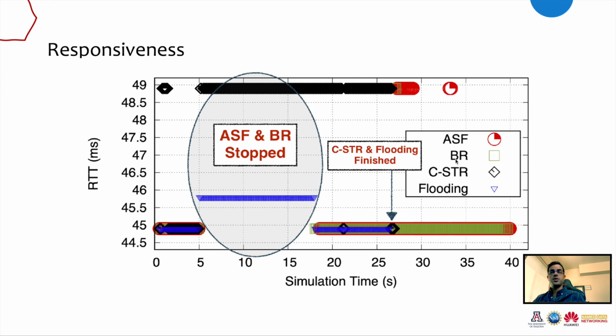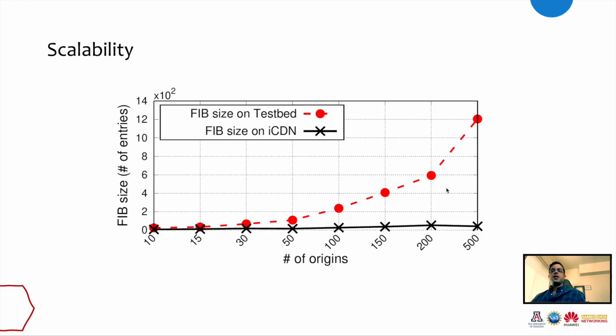Finally, in terms of scalability, we study iCDN and the testbed solution by measuring the FIB size on node 0 while increasing the number of origins, and accordingly contents, in the network. By increasing the number of origins in a network, the routing protocol requires the FIB on each node to store more and more information, even though a given node, in this example node 0, might never receive any request for some of the contents in the network.